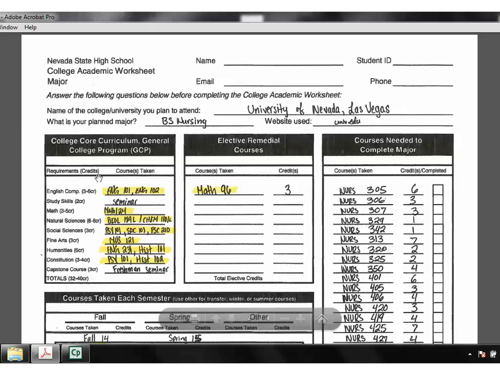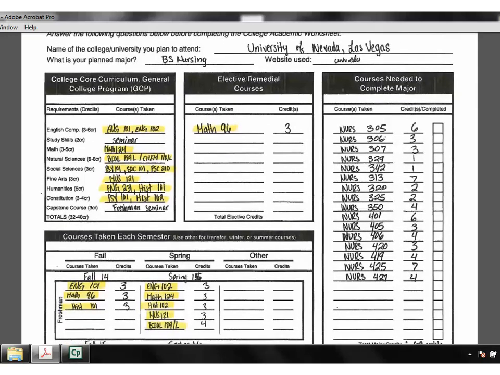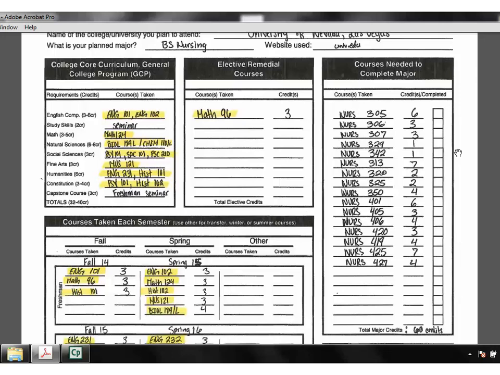This student has already listed their core college classes. Again, the ones highlighted in yellow are the ones that this student has already taken at Nevada State High School. The remedial courses would be the Math 96. And on the right are the courses still needed to be completed for the major, so for that bachelor's degree. In this student's case, it's 60 credits of nursing classes.